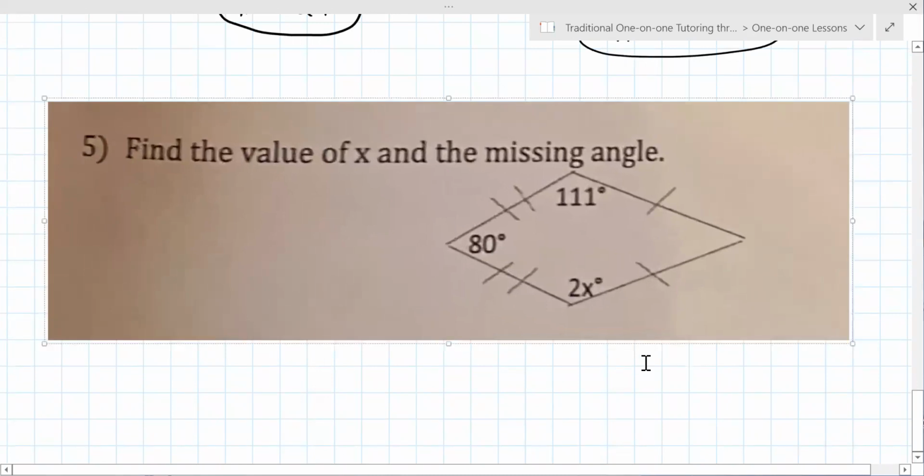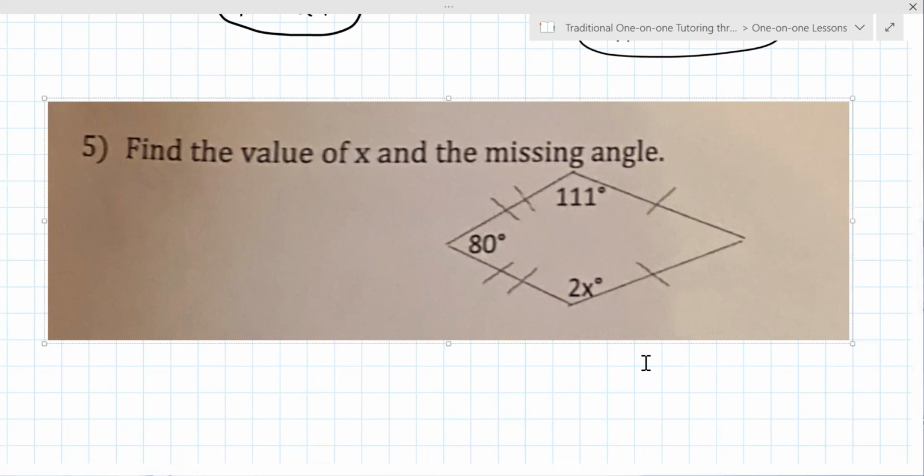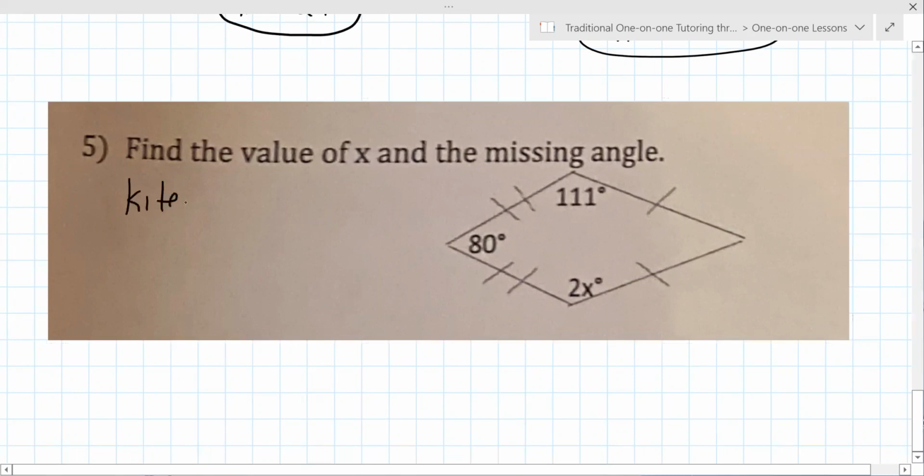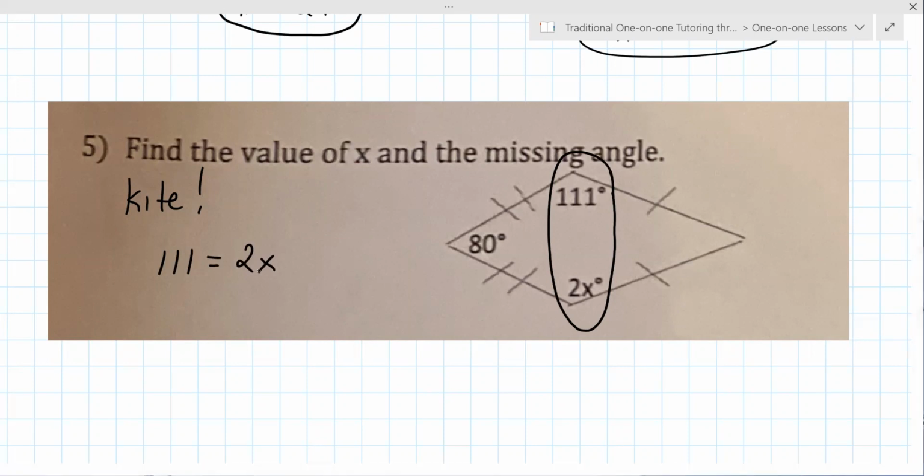Okay, any idea what shape this is that we're looking at? That is a kite. Yes, it's a kite. And in a kite, the opposite angles here, these that I'm circling, they are congruent. So 111 equals 2x. So I want you to solve that for x.